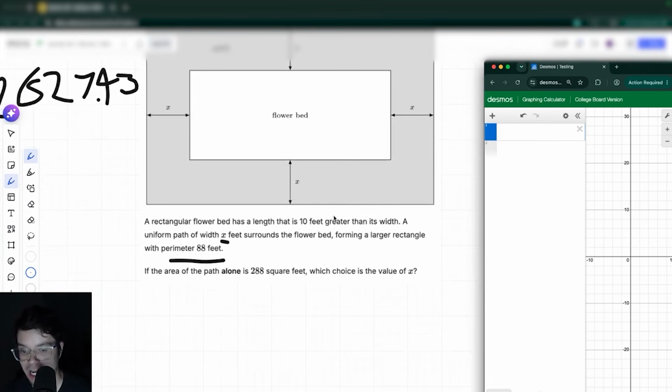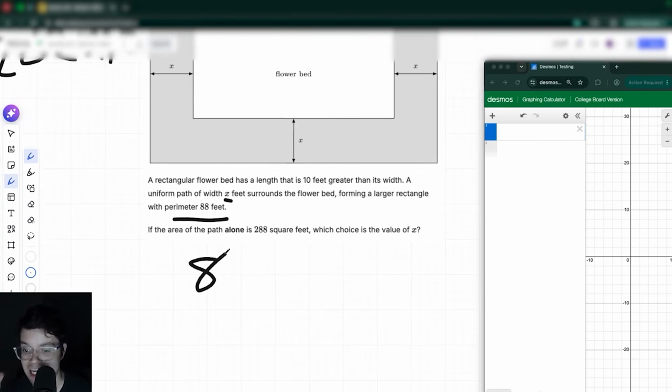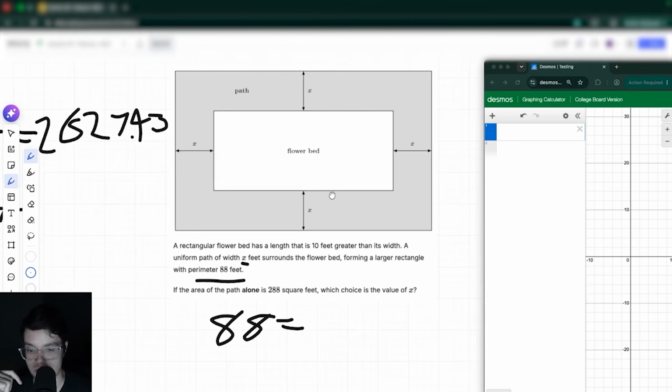The first one that we're getting here is that basically it has a perimeter of 88 feet. So 88 would be equal to whatever the perimeter of this larger rectangle is. Now, I haven't gone over perimeter yet because it's not really that complicated, it's just a pretty simple thing. But basically this refers to the length of each of the sides of a 2-dimensional shape. So for this here, we would just take all of this on the outside, add it all together, and that'd be the perimeter.